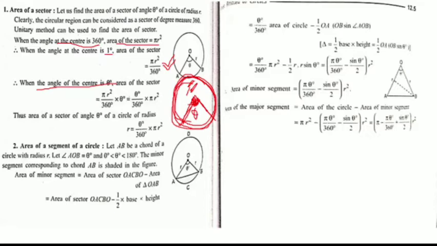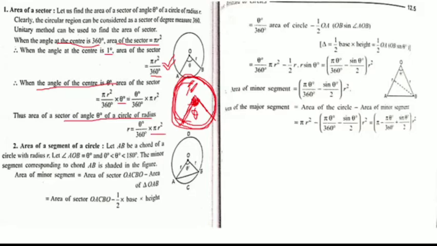Then the area of the sector becomes pi r square upon 360 degrees, which was for 1 degree. For theta, what will it become? Pi r square upon 360 degrees into theta. So the general formula: area of the sector of a circle of radius r when the angle at the center is theta becomes theta upon 360 degrees into pi r square.